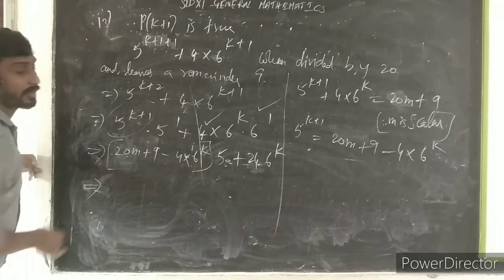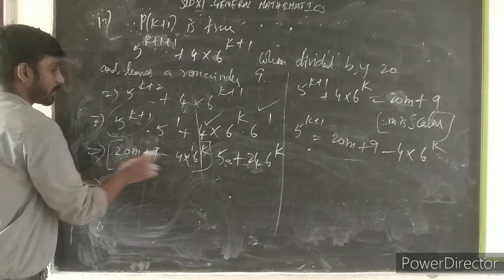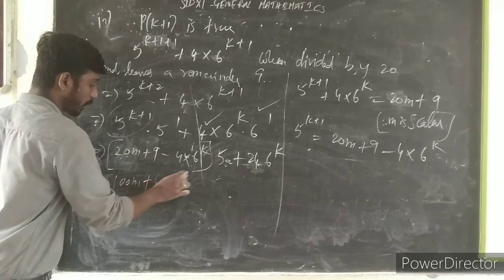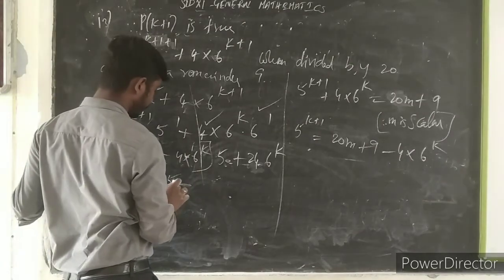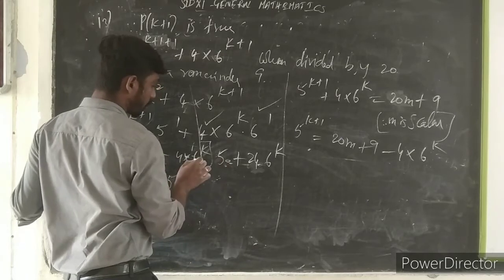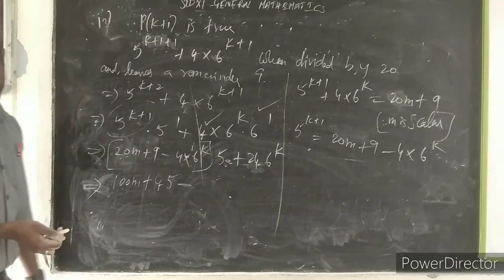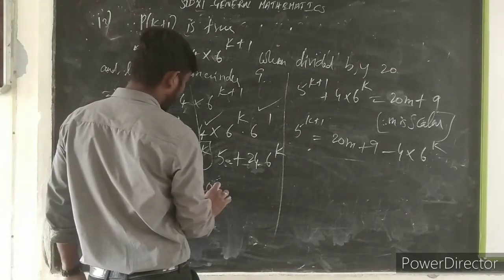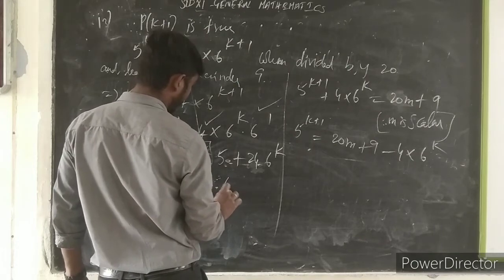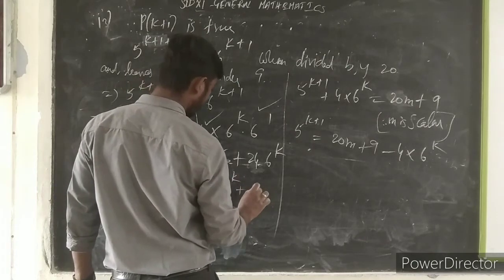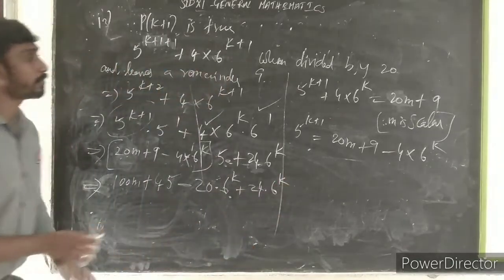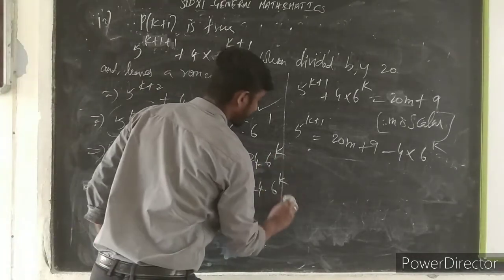You will be multiplying this 5 into this entire term. 5 will be 100m plus 5 nines are 45 minus, same concept, 5 fours are 20, into 6 power of k, plus 24 into 6 power of k. So m is a scalar.